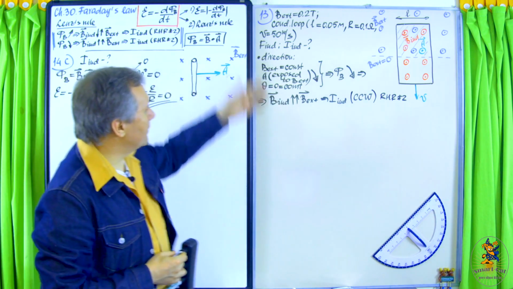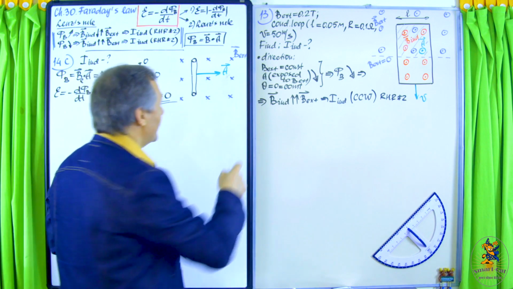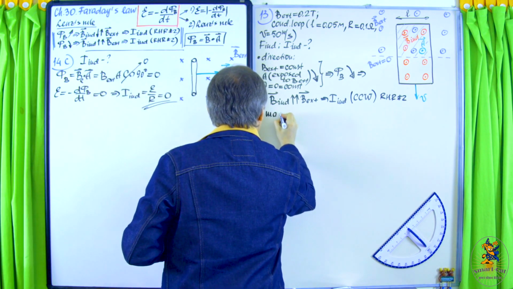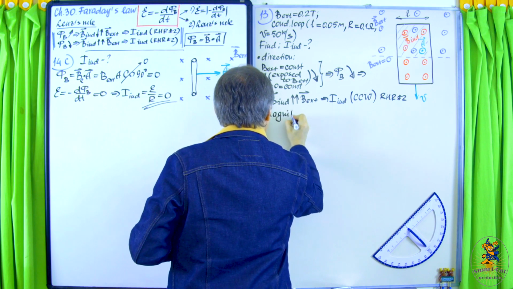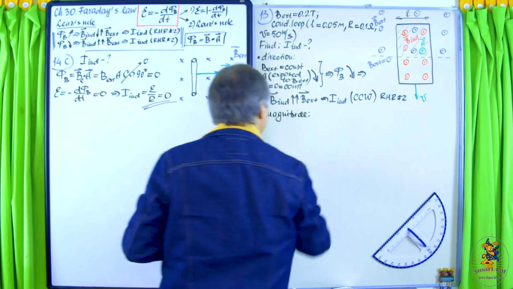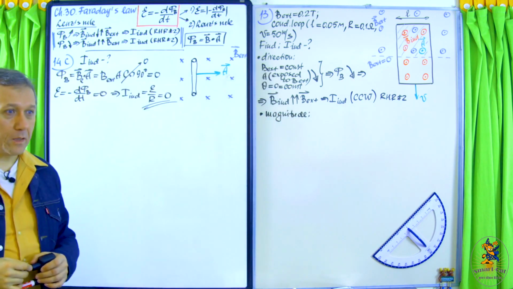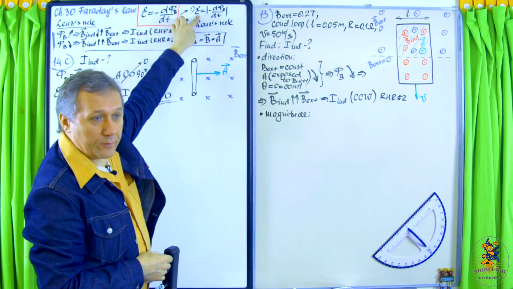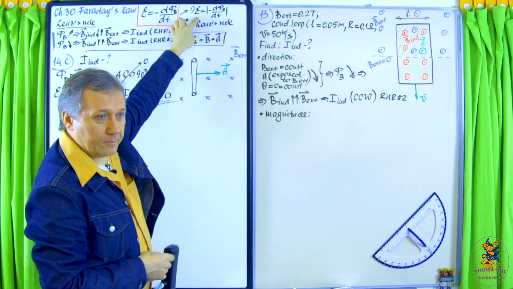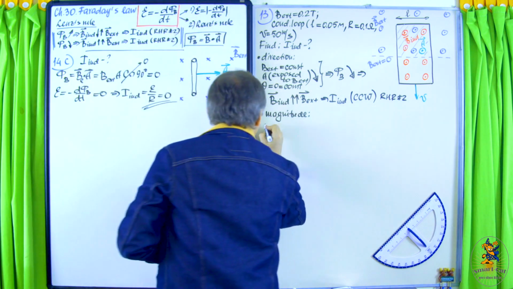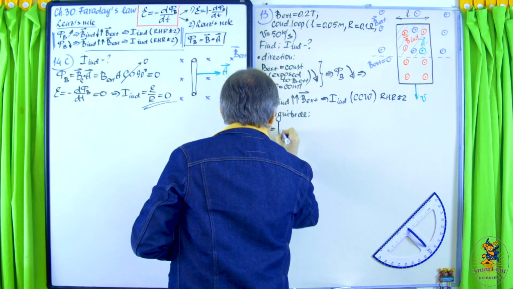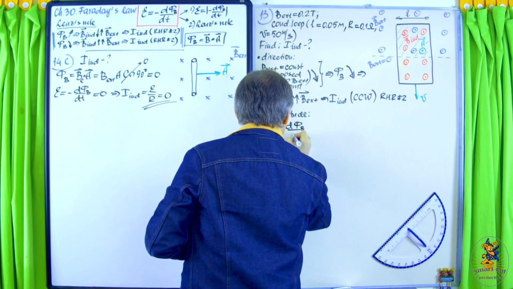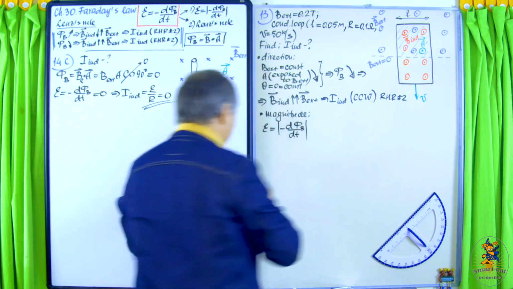So first part done, direction. Now our magnitude. Okay, so the absolute value of EMF. EMF equals minus the absolute value of minus the rate of change of the magnetic flux.